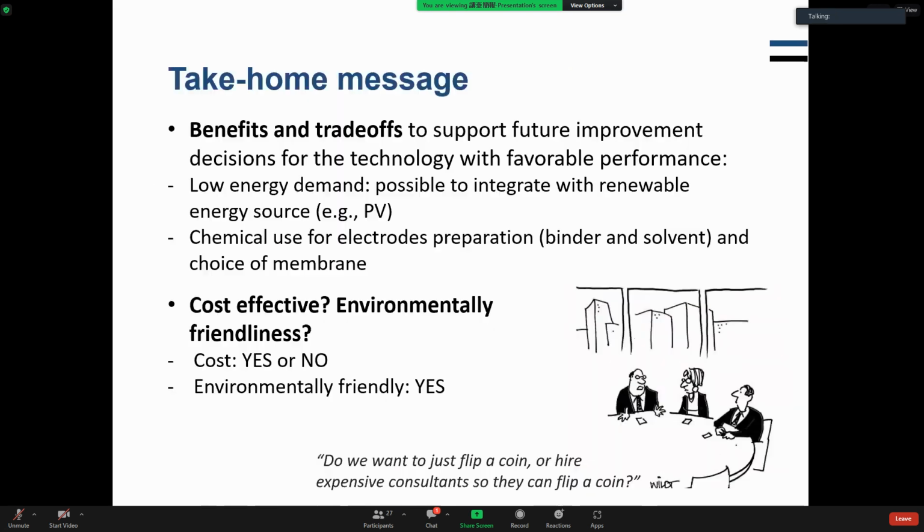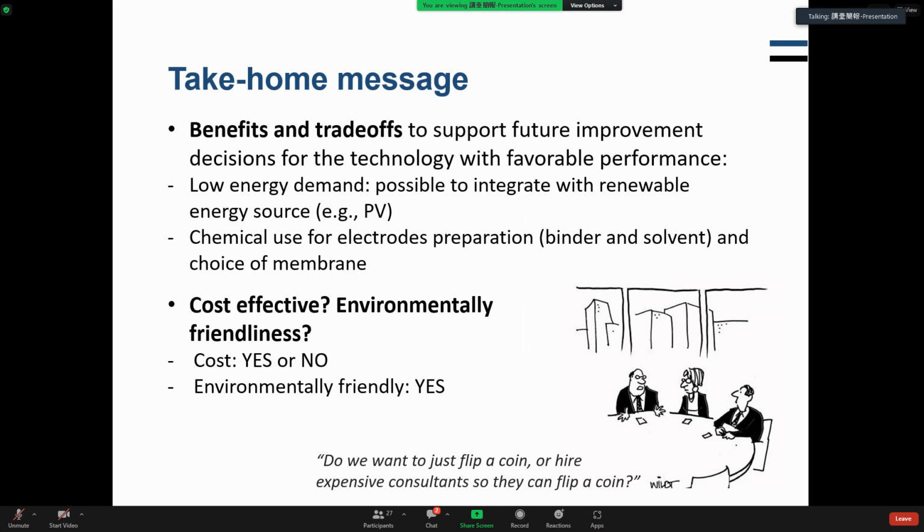Okay, so with that, I would like to conclude what we have found in our research. We are sure that there will be some benefits and of course some trade-offs between the development of this technology and the environmental performance. In order to support future improvements for this technology with favorable performance, I would like to suggest that the low energy demand is one of the main advantages of the CDI system.